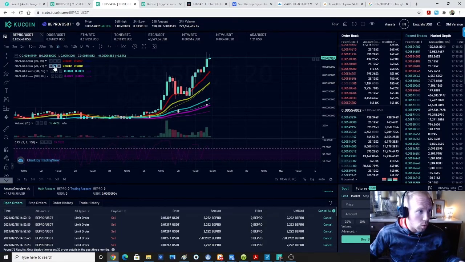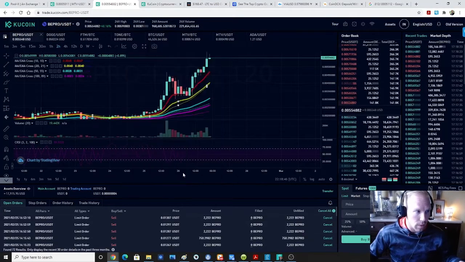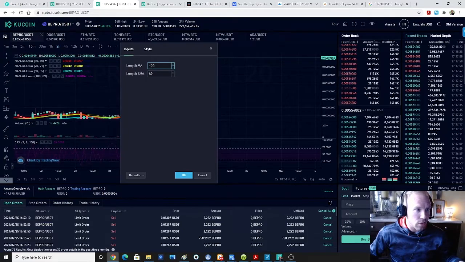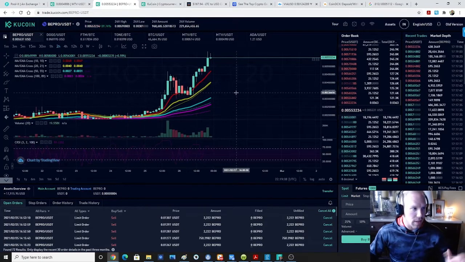So for the simple moving average, I chose 20, and then for the EMA I chose 21. And over here for the EMA, I kind of flip-flopped it. I don't want to explain why, but the 89 EMA is really important, and the simple 100 is really important, so I just put both of them. And the thin purple line is going to be the moving average for the 100. So anyway, that's that one.